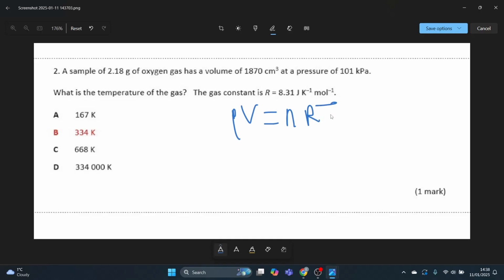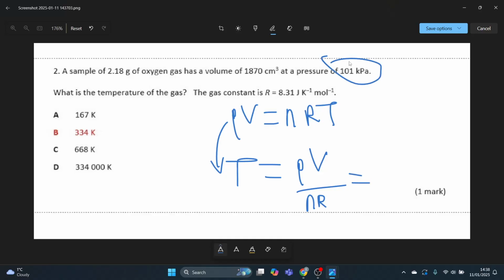PV equals nRT. We're trying to find the temperature, so T is equal to PV divided by nR. So that's the first step: rearrange the equation. Now I need to convert these into their correct units.